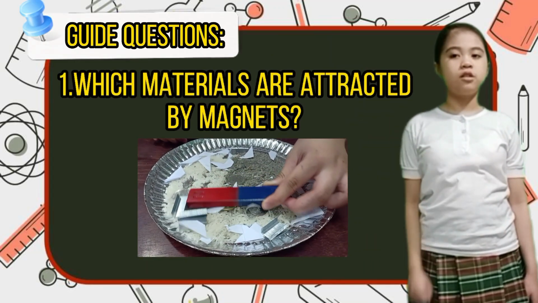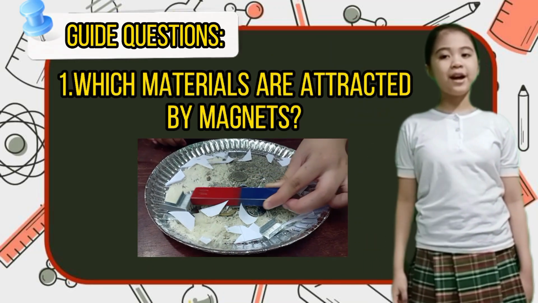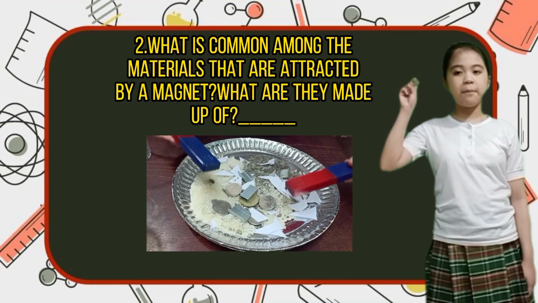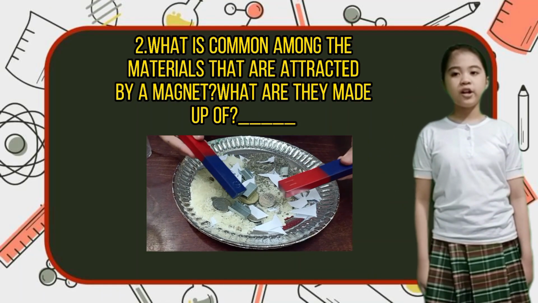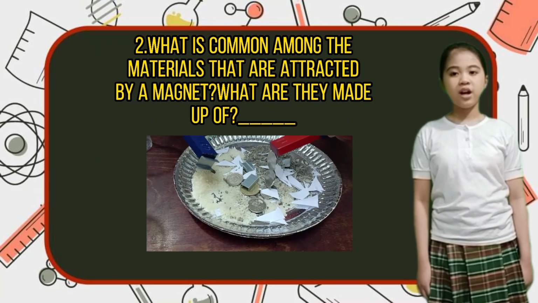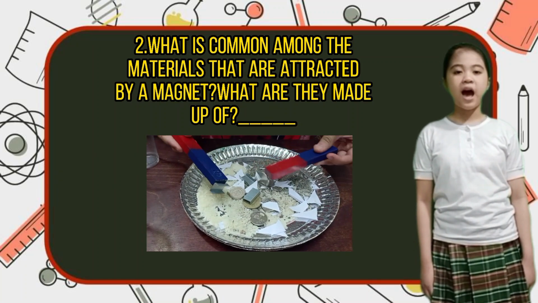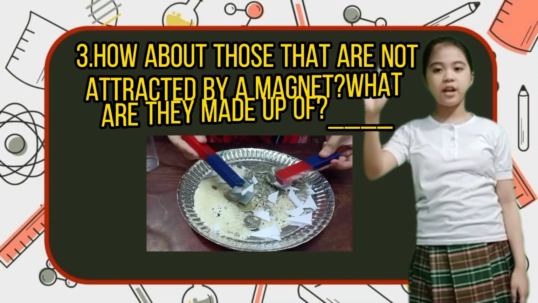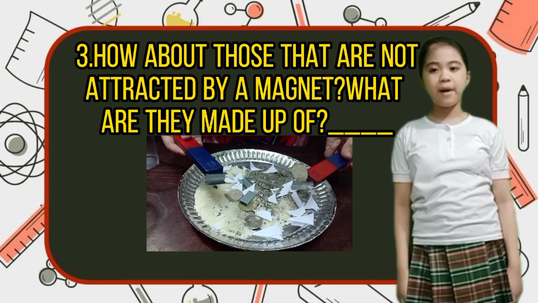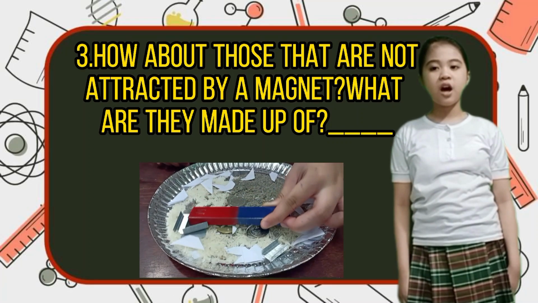Guide questions. Number 1. Which materials are attracted by magnets? Number 2. What is common among the materials that are attracted by a magnet? What are they made up of? Blank. Number 3. How about those that are not attracted by a magnet? What are they made up of? Blank.